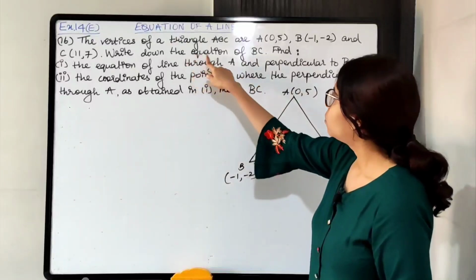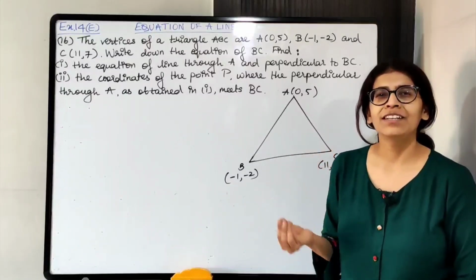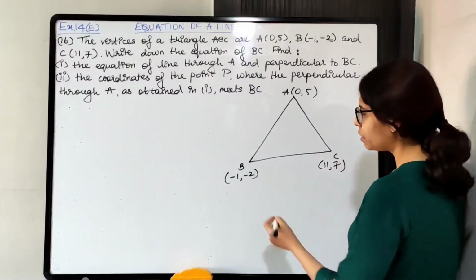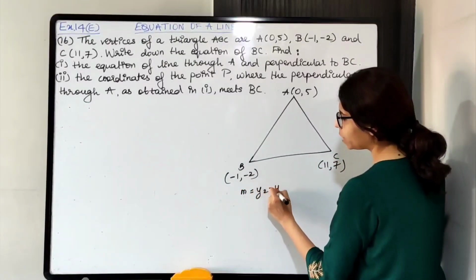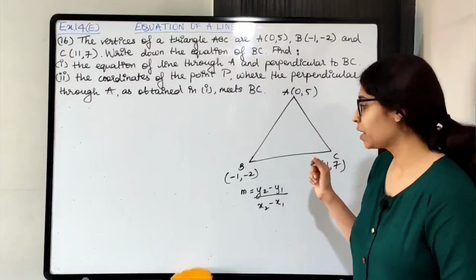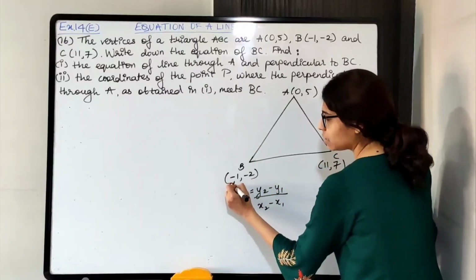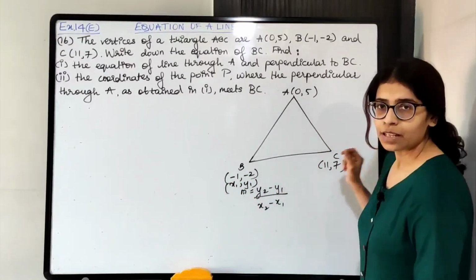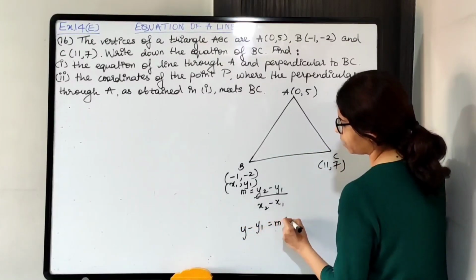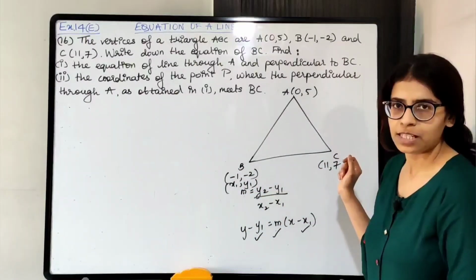First we need to find the equation of BC. The coordinates of B and C are known, so I can easily find the equation. First thing that I need is the slope. Slope is y2 minus y1 upon x2 minus x1, or y1 minus y2 upon x1 minus x2. So I will easily get the slope. I have one point's coordinates. Take this as x1, y1. Okay, you have m, you have x1, y1, use the formula y minus y1 equals m into x minus x1. Put the values and you will get the equation of the side BC.